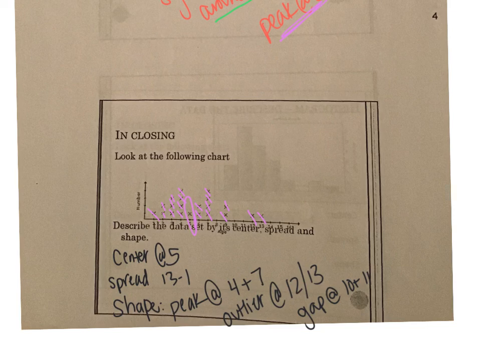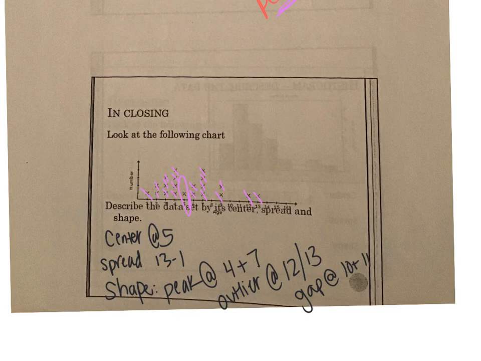Okay, and then finally our last one. If you look, the center is at 5 when I cross them all off. My spread is 13 minus 1, so that gives me 12. And I said that there was a peak at both 4 and 7. There is an outlier out here, and we see a gap in between here as well. Now, I guess we could probably say that that mean will pull just slightly, because of these guys here, to the right of the median.